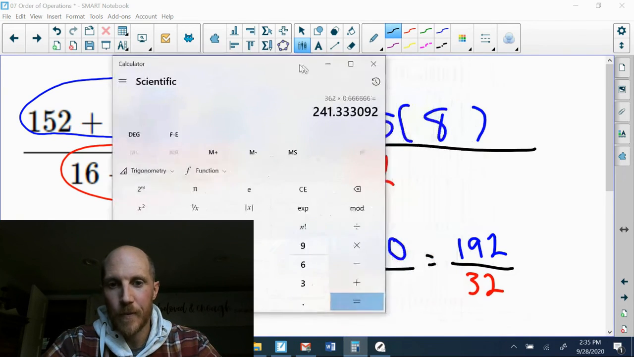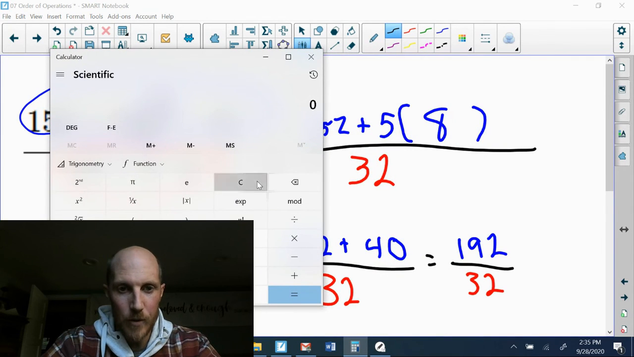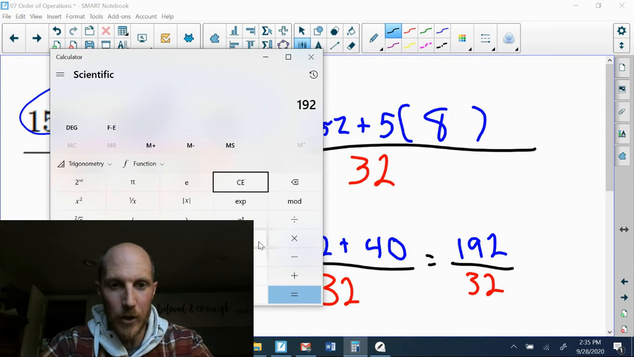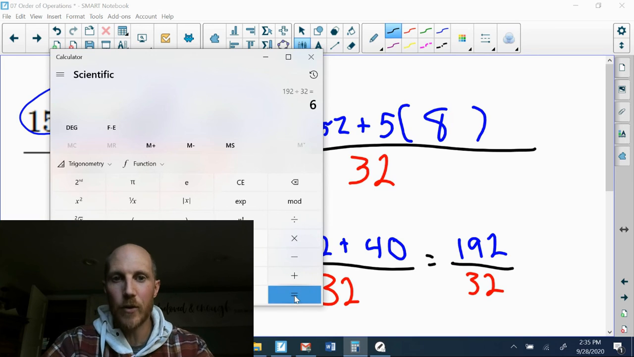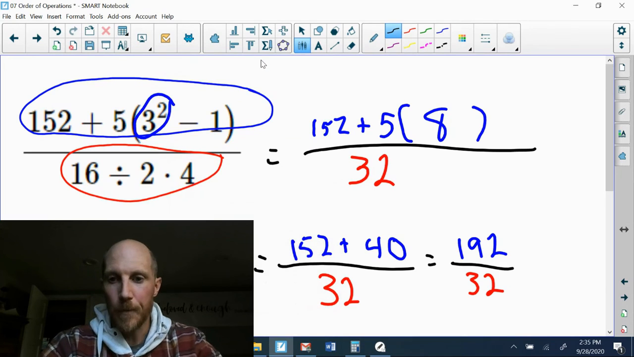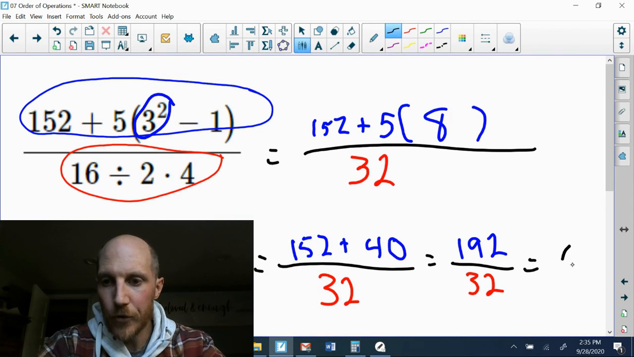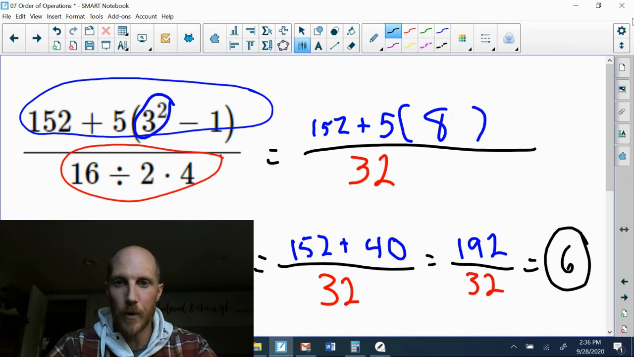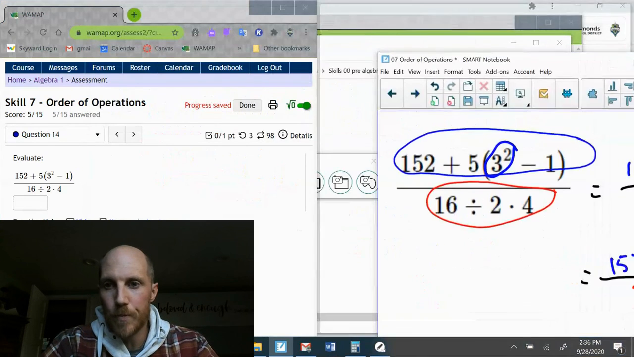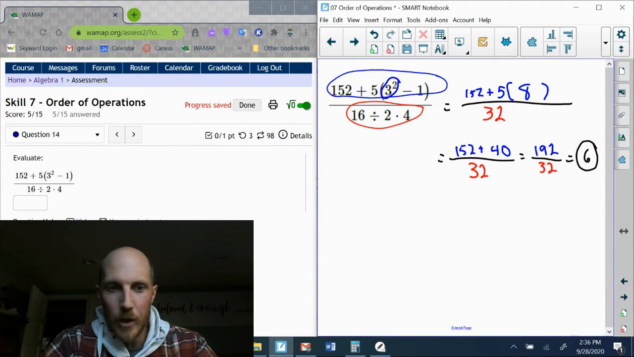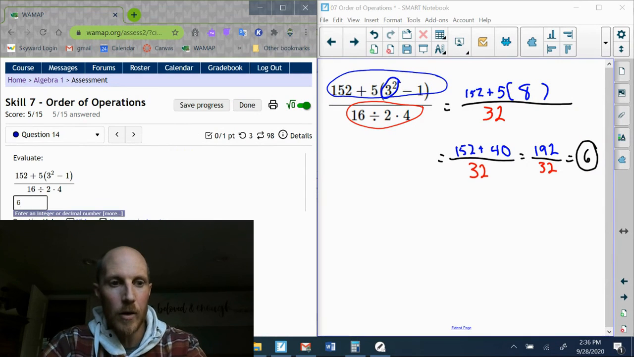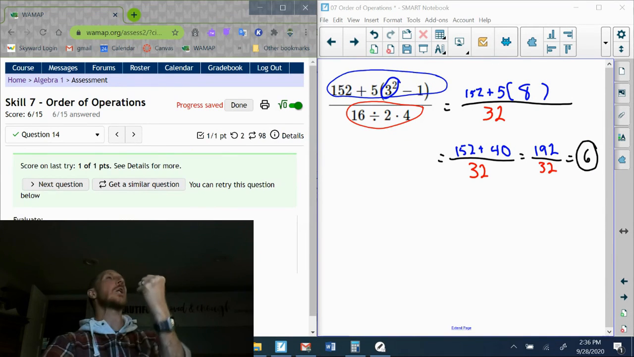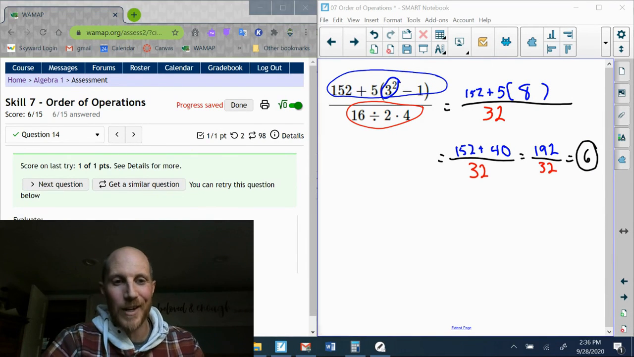Let's just go through the double checking process. 192 divided by 32 is 6. Nice, I was right. Okay, equals 6. All right, so blam, that's over there, super tiny, and let's put a 6 in here. Submit. Yes. All right, I hope that you do it as well as I just did, and see you guys.